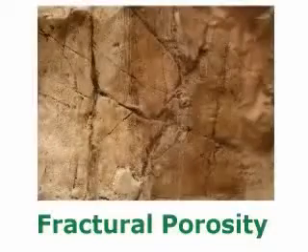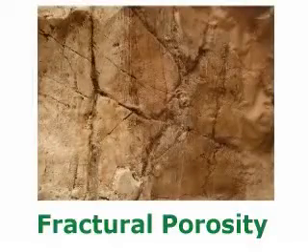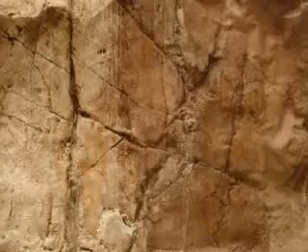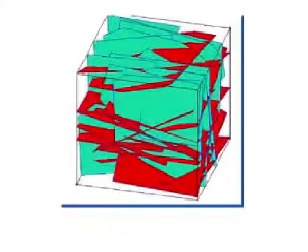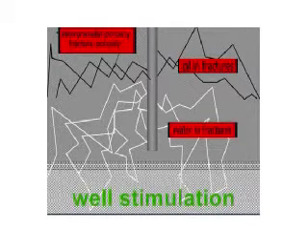The third type of porosity is called fractural porosity. This is where the porosity is caused by fractures, where the rock actually breaks apart into cracks. These cracks contribute to the formation porosity by increasing the pore space. In fact, a technique in completion of an oil well is to pump down acid under very high pressure to help create these cracks. This is called well stimulation.